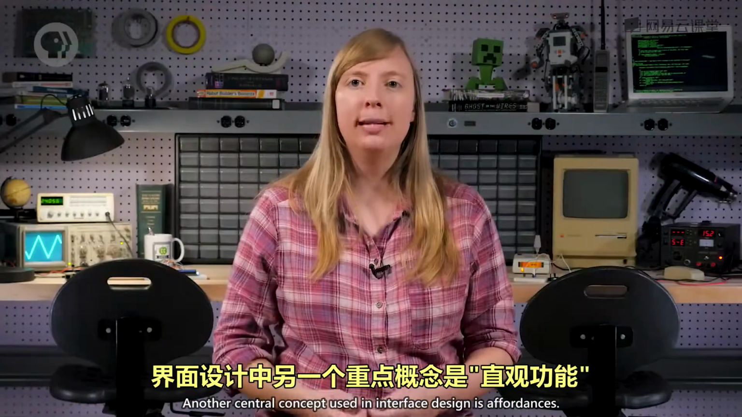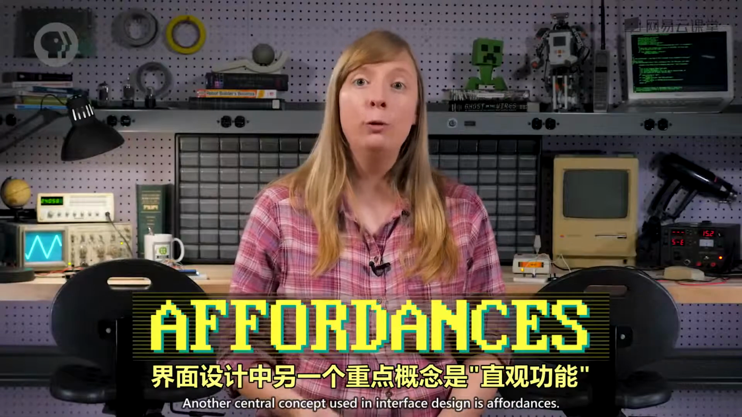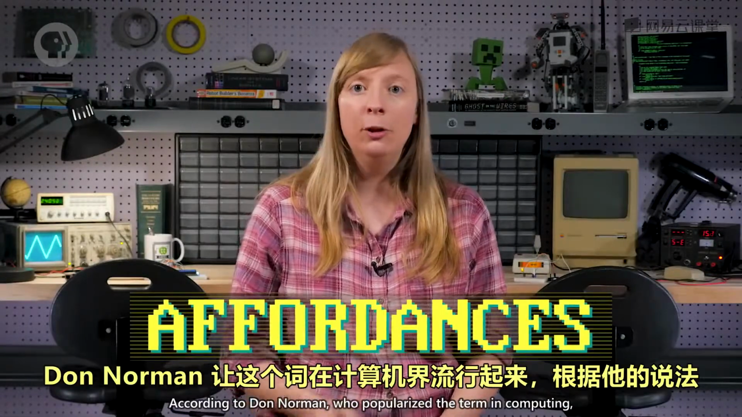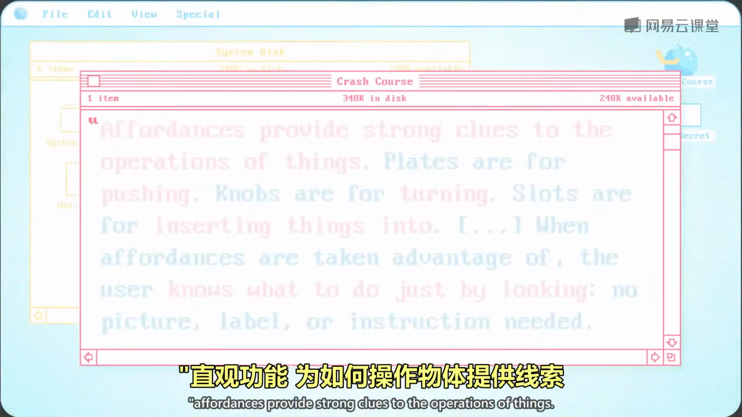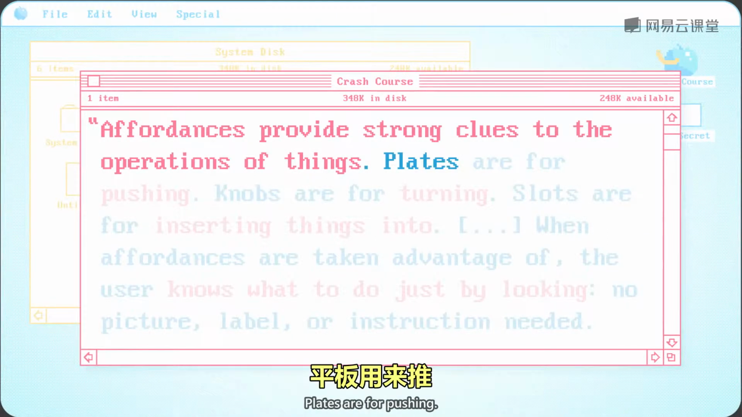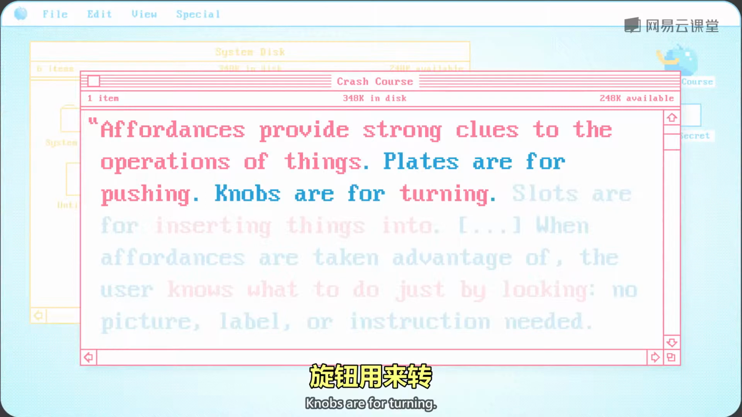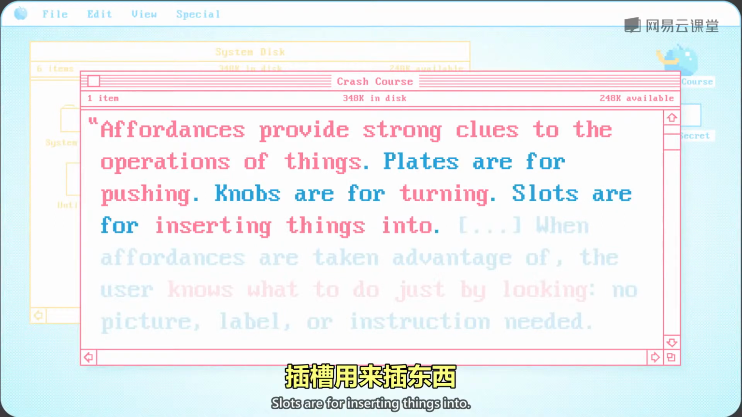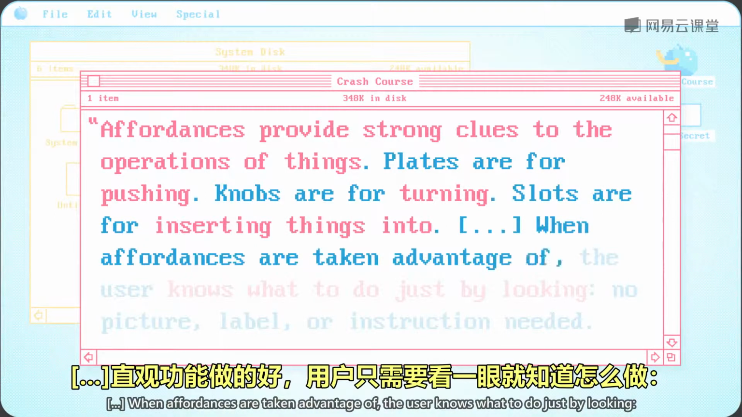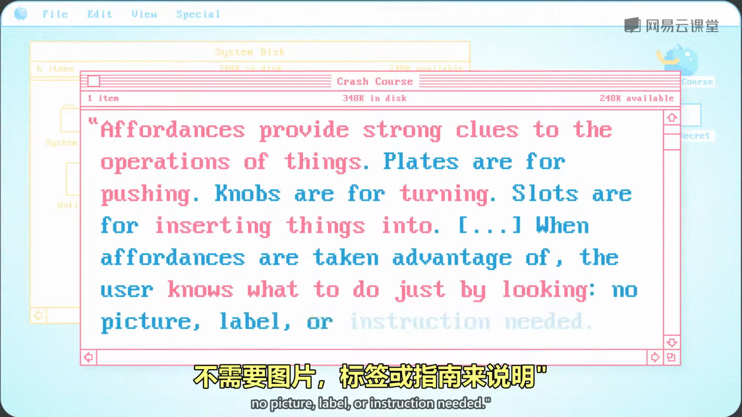Another central concept used in interface design is affordances. According to Don Norman, who popularised the term in computing, affordances provide strong clues to the operations of things. Plates are for pushing, knobs are for turning, slots are for inserting things into. When affordances are taken advantage of, the user knows what to do just by looking. No picture, label or instruction needed.